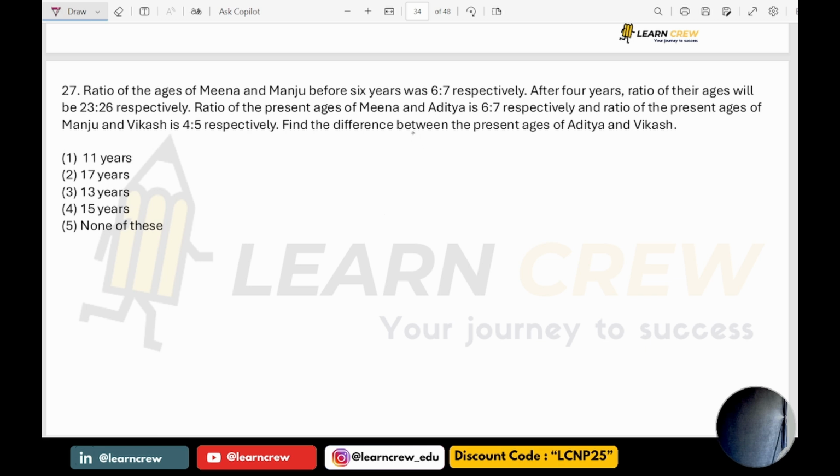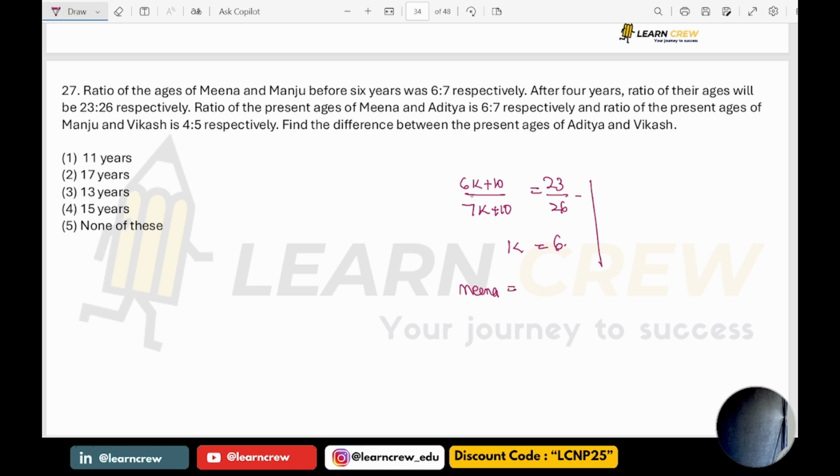So please see here, 6K, 7K, the ratio of the ages of Meena and Manju before 6 years. And it is after 4 years. So it is before 6 years, after 4 years, so from here to here, 10 years. So (6K plus 10) divided by (7K plus 10) would be 23/26. This is what is given. If you simplify this, what are you going to get? You are going to get K as 6. So present age of Meena.